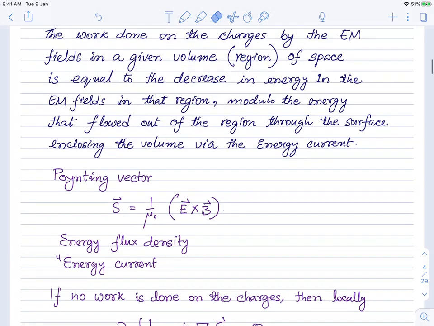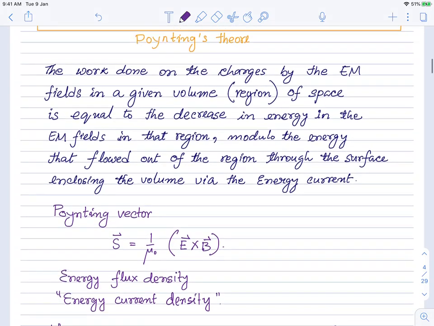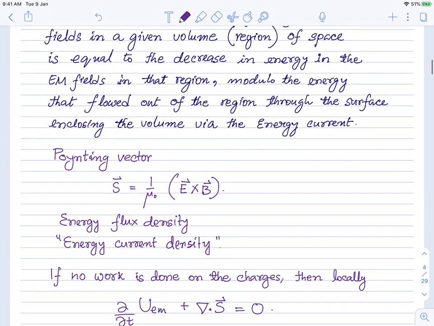This has the interpretation of energy current density, which can leave through the surface and move away, and thus reduce the total electromagnetic energy density in the region. So the total electromagnetic energy in the region, if we do the volume integration.